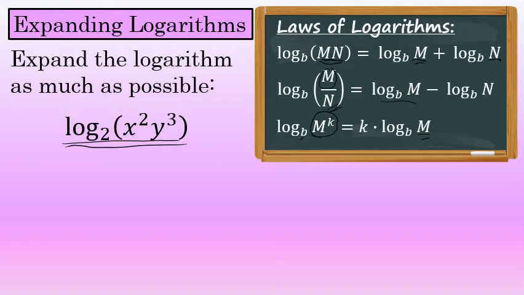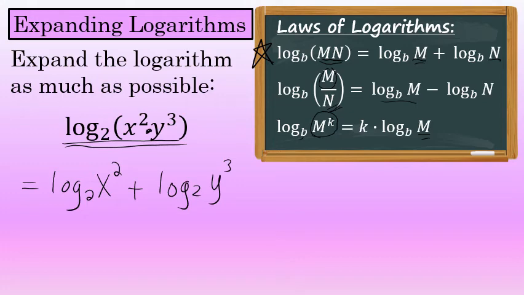Here, we're dealing with the log base 2 of x to the second times y to the third. We'll begin expanding this by using the first law of logarithms. This states that we're looking at the log base 2 of x to the second times y to the third. This can be broken apart to the log base 2 of x to the second plus log base 2 of y to the third.